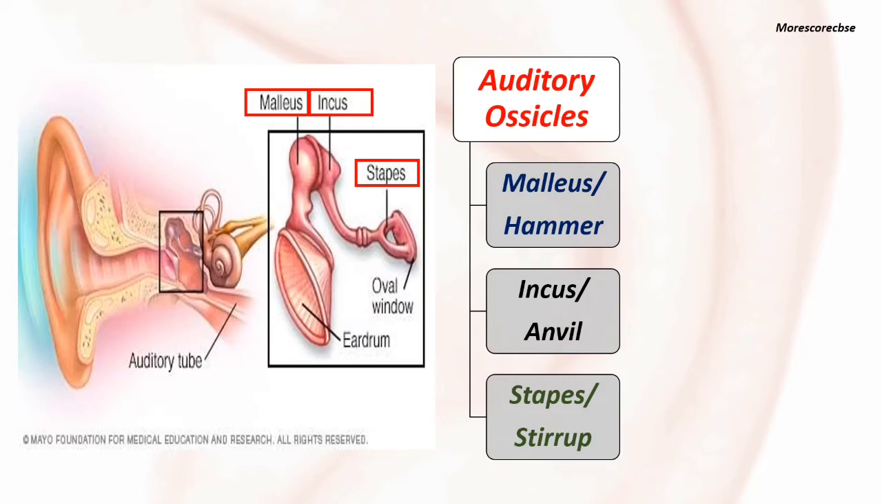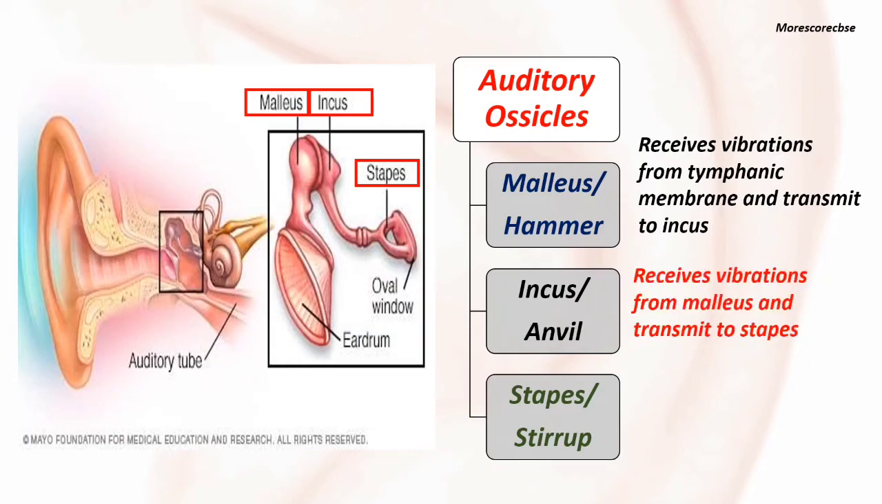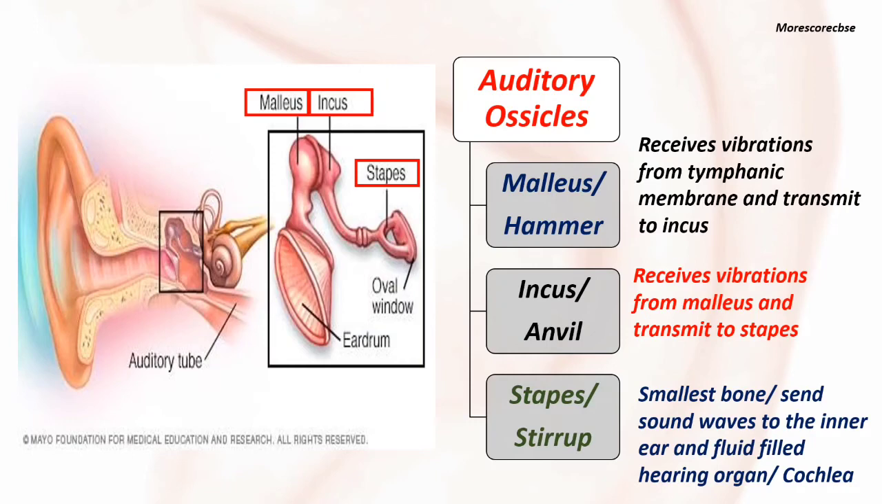Now let us see the function of the malleus. Malleus receives the vibrations from the tympanic membrane and transmits to incus. The incus receives the vibration from malleus and transmits to stapes. And the stapes is the smallest bone and sends the sound waves to the inner ear, a fluid-filled organ called cochlea.